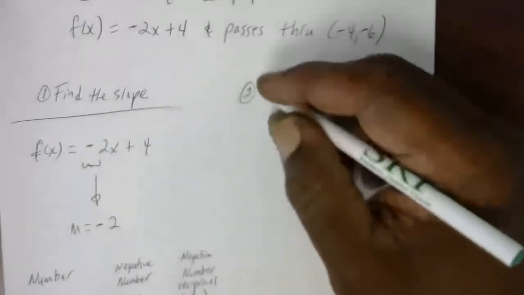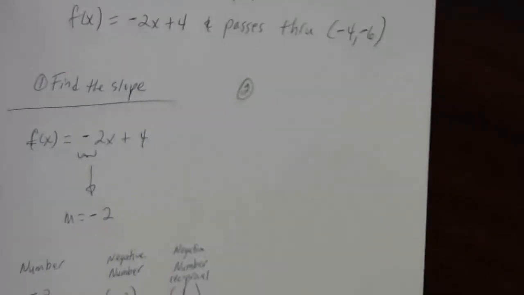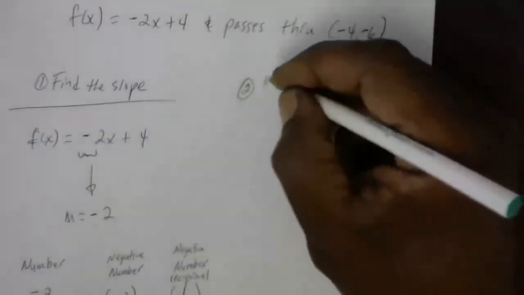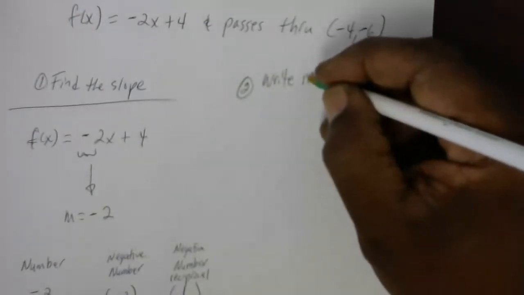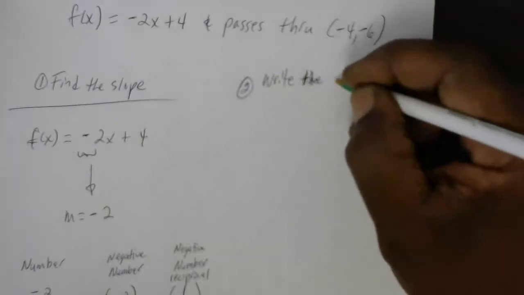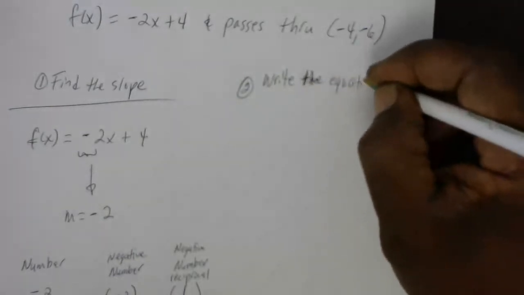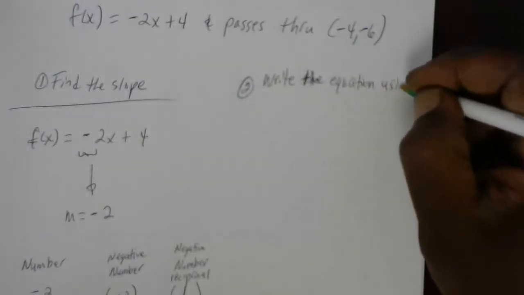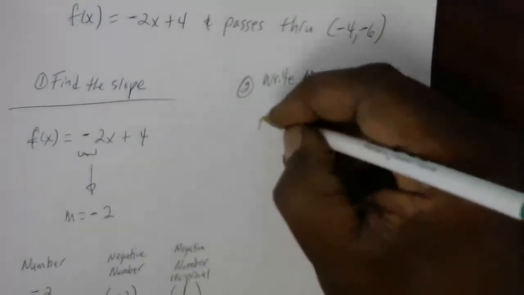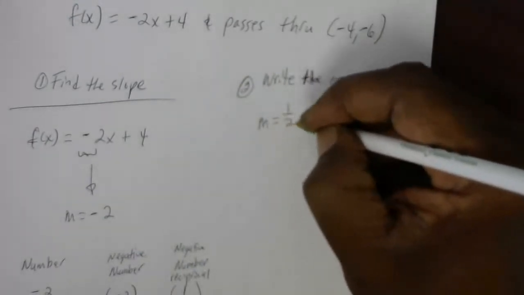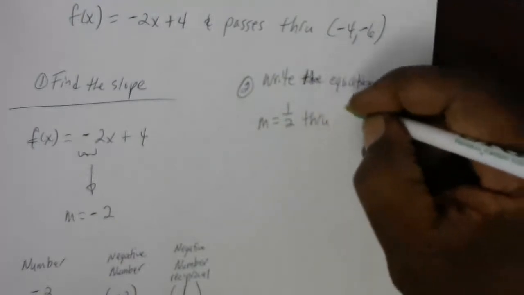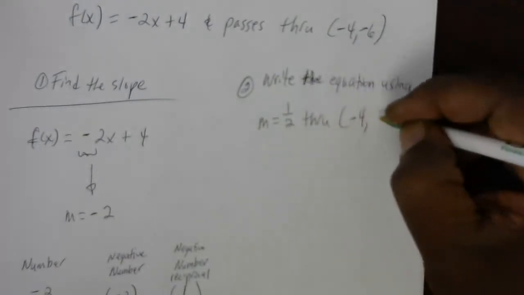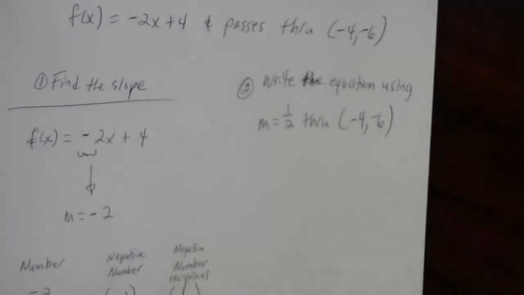So now we're going to write the equation using m is equal to 1/2 through negative 4 comma negative 6.